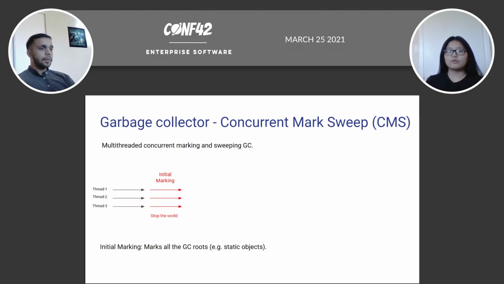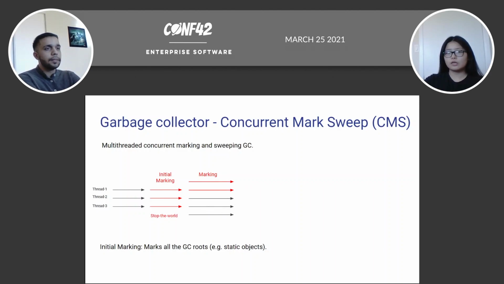So as I explained before, the GC roots are objects that are referenced by the JVM at a specific moment, and that includes the static objects. Once the initial marking is done, then the Java application threads will resume, while at the same time, the GC threads for marking are also executed.